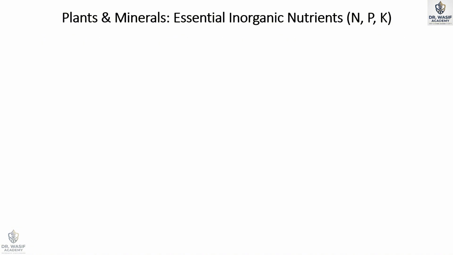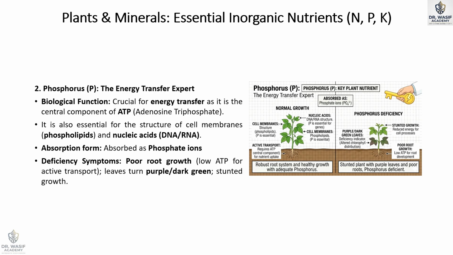Next up in our NPK, meaning nitrogen, phosphorus and potassium trio, is phosphorus. If nitrogen is the builder, phosphorus is the energy expert. Its most important job is being the central component of ATP, that is, adenosine triphosphate. Think of ATP as the universal battery of the cell. Without this energy currency, the plant has no way to move or use the energy it captured during photosynthesis.